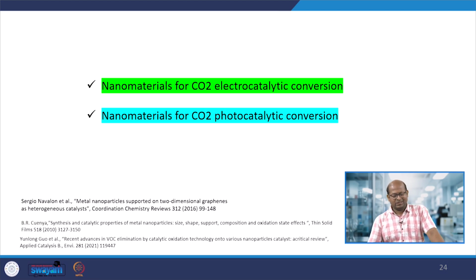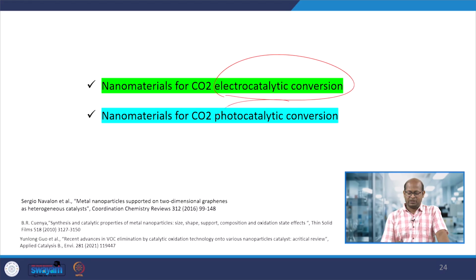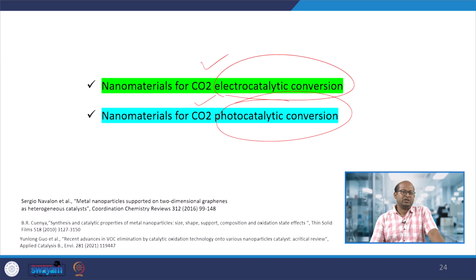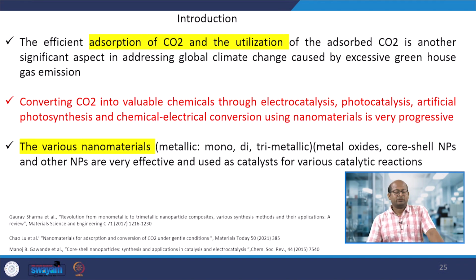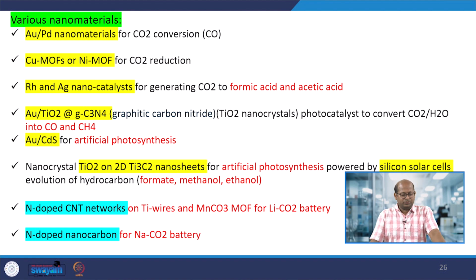So, apart from that, there are also electrocatalytic and photocatalytic conversions of CO2. We can use different types of nanomaterials that can convert CO2 into different value added products, by electrocatalytic or photocatalytic reactions. Various types of nanomaterials we have already discussed: metal based, metal oxides, bimetals, monometals, trimetals, and different preparation methods are also there that we can use for conversion of CO2 into value added products.